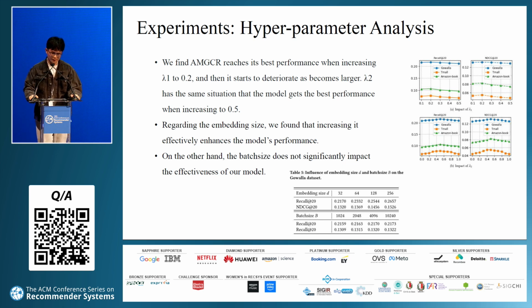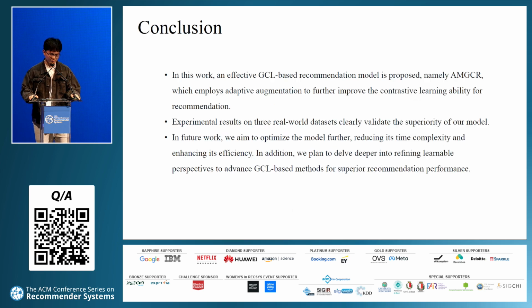And then we conduct hyperparameter analysis because there are various loss weights, and we find that the model reaches its best performance when increasing the first loss weight. Regarding the embedding size, we found that increasing it effectively enhances the model performance, and we attribute it to better representation learning. On the other hand, the batch size does not significantly impact the effectiveness of our model.